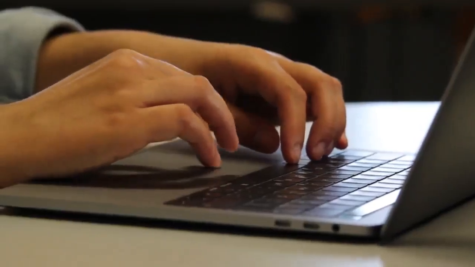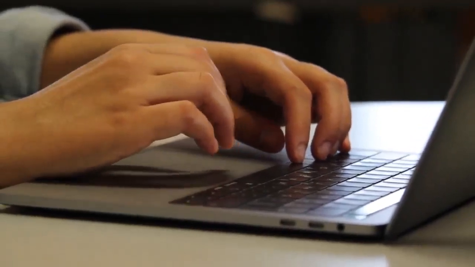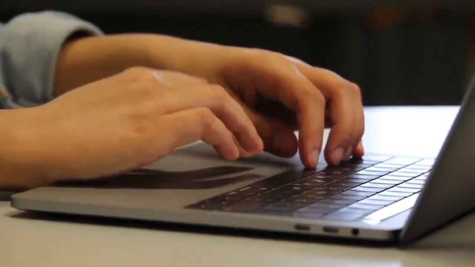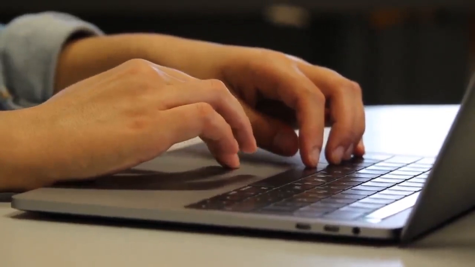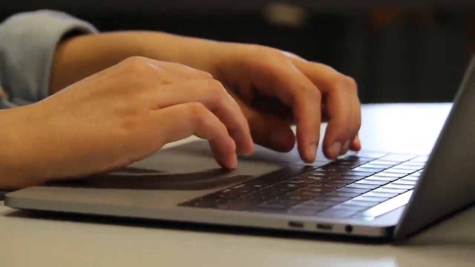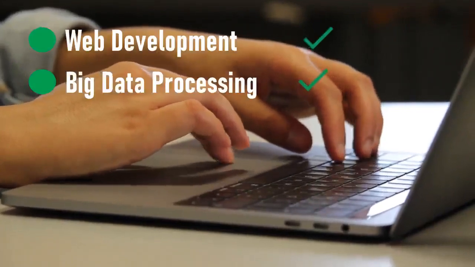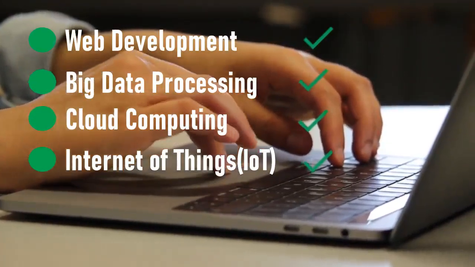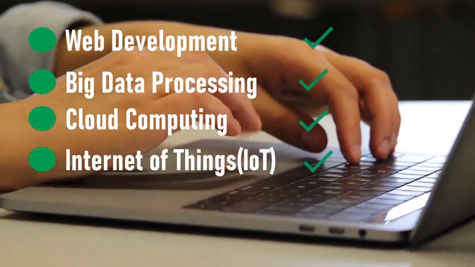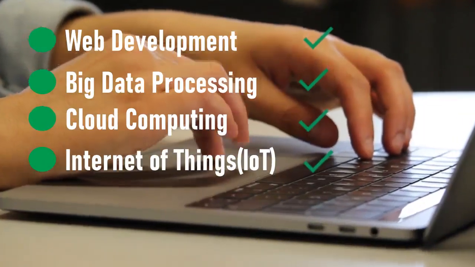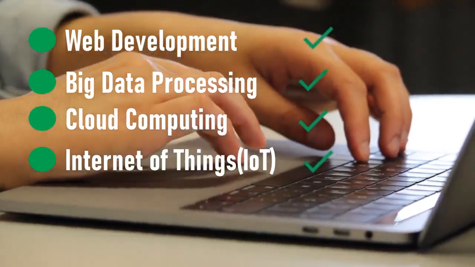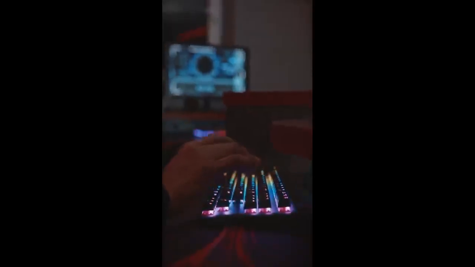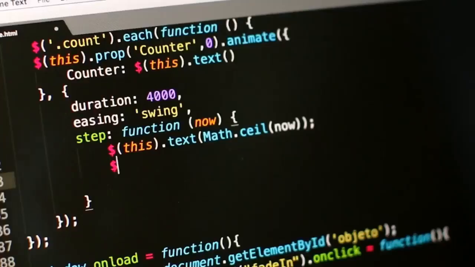Today, Java remains one of the most widely used programming languages in the world. It is the backbone of numerous enterprise systems. It also powers Android applications and plays a significant role in various domains, including web development, big data processing, cloud computing, and Internet of Things or IoT applications. With its rich history and robust features, Java continues to empower developers to create scalable, secure, and high-performance applications across diverse platforms.